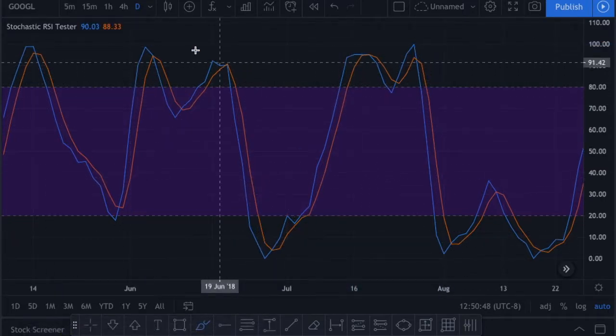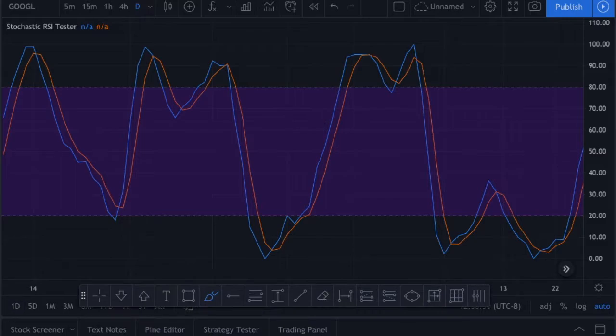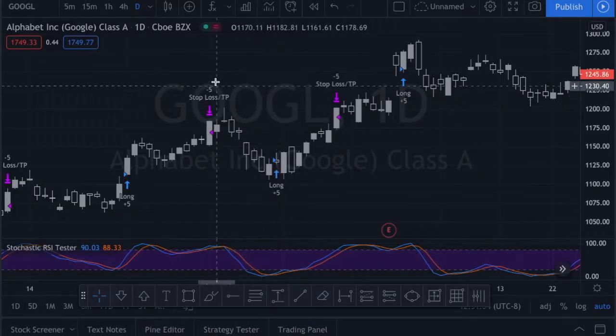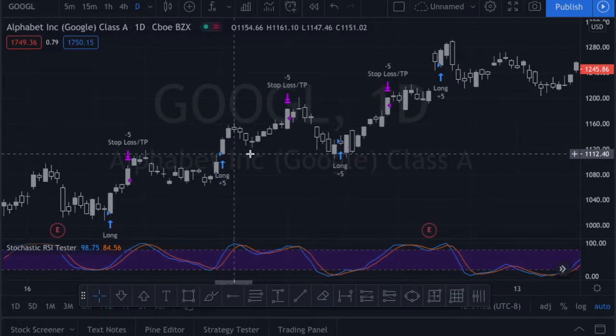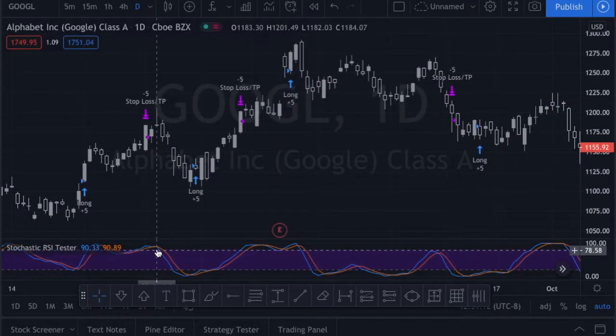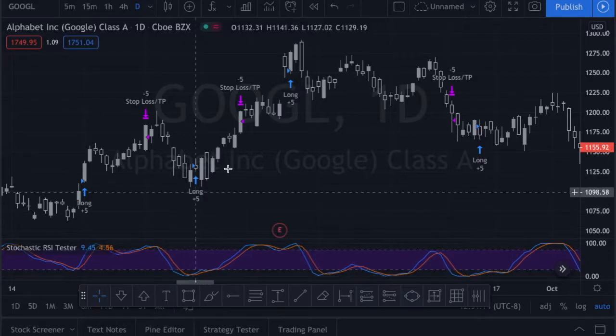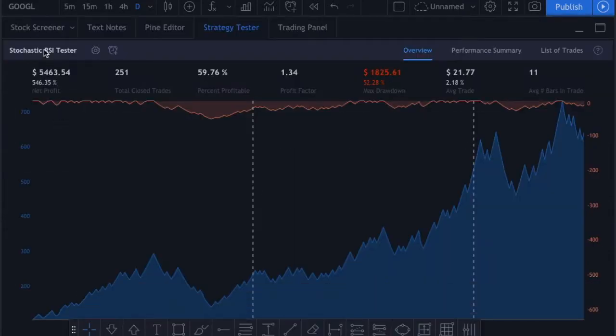Let me get rid of all this stuff here and let's see how they performed. So first of all, let's get a little baseline of how good this stochastic indicator is. Right now, every single time that the blue line crosses the orange line, we get a buy signal. So we're trading Google on the daily chart. Now, Google has been doing great for us, right? We'd be up 546%. So that's kind of our baseline.